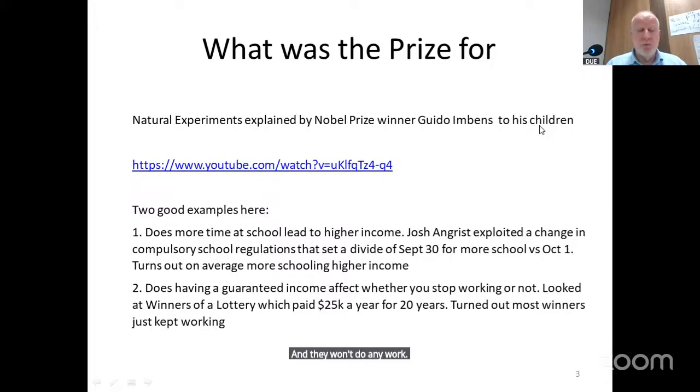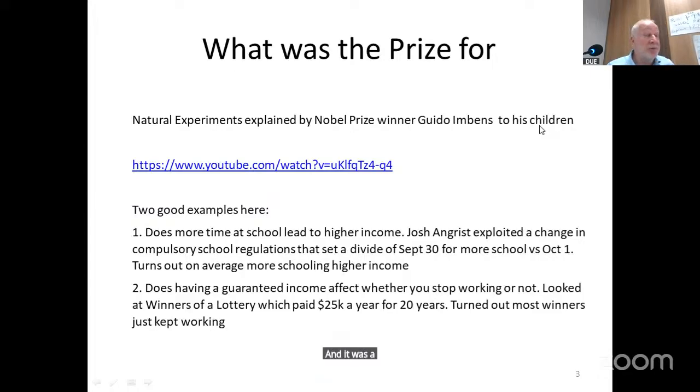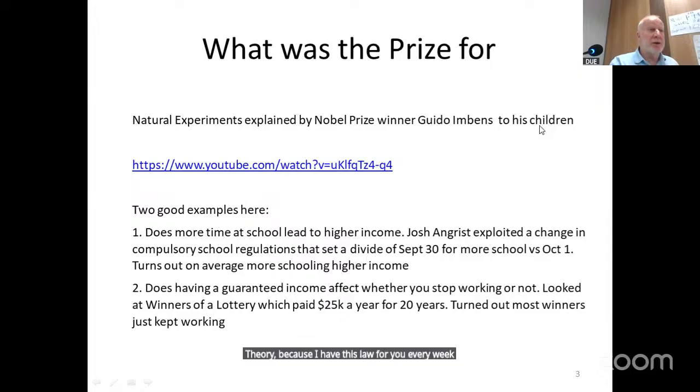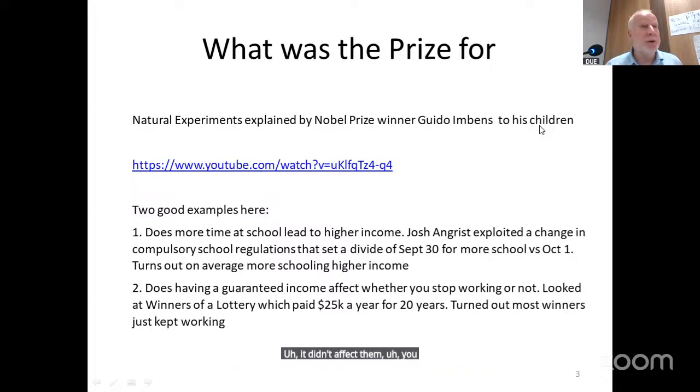Well, in one state in the US, if you win a lottery, you don't get a lump sum, you get 25,000 a year for the rest of your life, or for 20 years. And it was a very good natural experiment to test this minimum income theory, because they had this lottery every week. And it turns out that everyone kept working, right? It didn't affect them, not working at all.